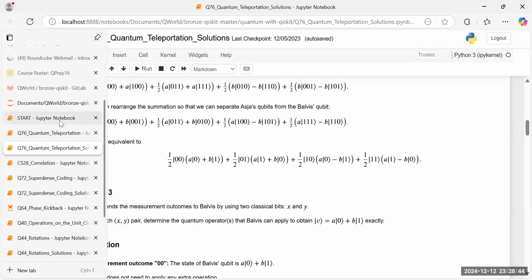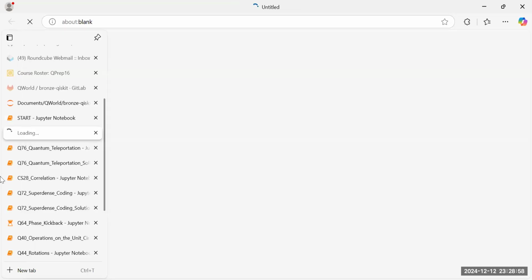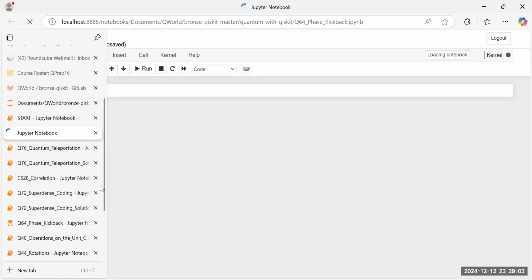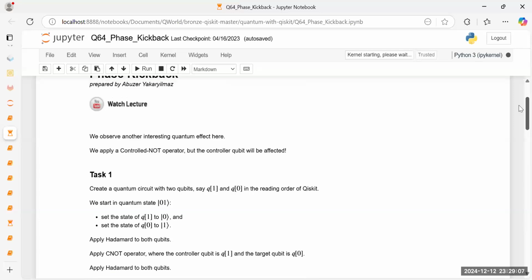So we have just 2 more notebooks, multiple control constructions and phase kickback. I said I'll cover phase kickback today, so I'll start off with that.